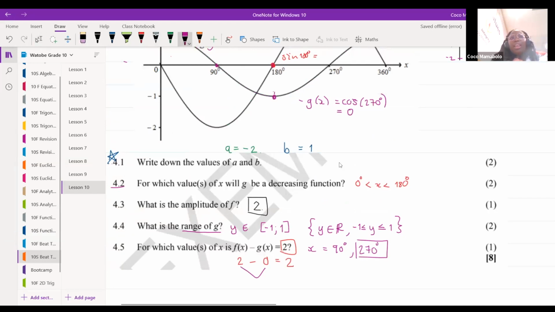over here, and you do the same, the difference between the two of them is going to give you 2 again. Okay, Hati, does that make sense? Yes, Pascal. Ma'am, since they said that f of x, give us a point where f of x minus g of x is equal to 2.